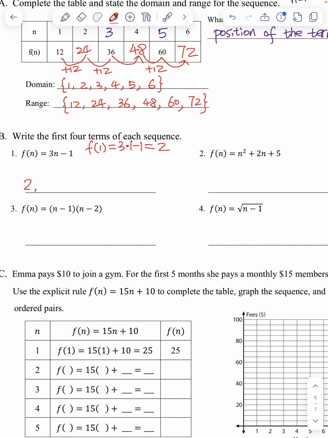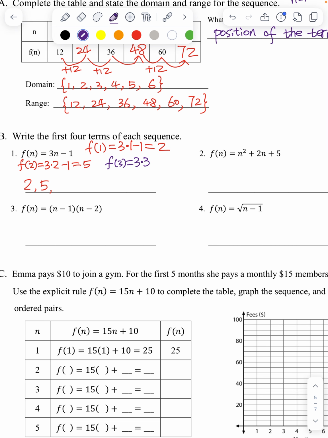Second term. I replace n by 2. The position is 2. So 3 times 2 minus 1. 3 times 2, that's 6. So 6 minus 1, that is 5. This is the second term. Now I'm going to find the third term. The third one is 3 times the position number and then minus 1. 3 times 3, that's 9. 9 minus 1, that's 8.